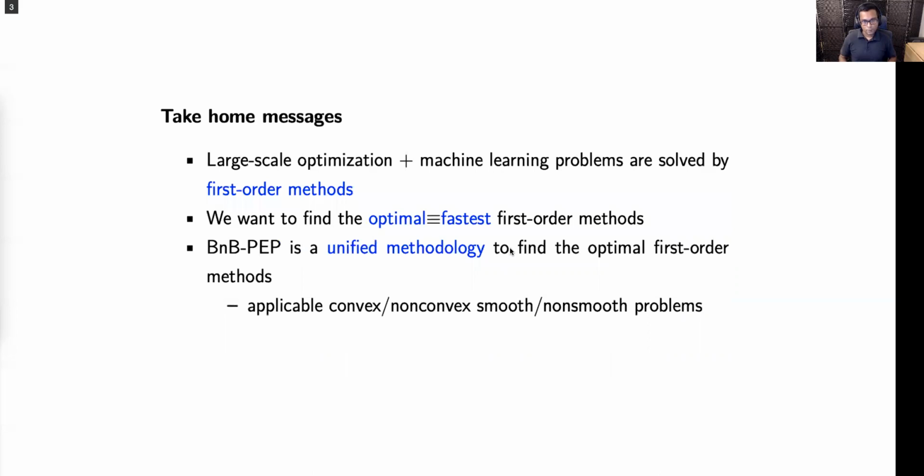So I will start with the take-home messages before I dive into the details. The take-home messages for my presentation are as follows. We know that large-scale optimization and machine learning problems are often solved by first-order methods. In fact, they're the most popular type of algorithms that we use for deep learning. So naturally, we are interested in finding the optimal, that is the fastest, first-order methods. And BnB-PEP is a unified methodology to find that. It will find you the optimal first-order methods, and it is applicable to many setups, such as convex, non-convex, smooth, non-smooth problems.